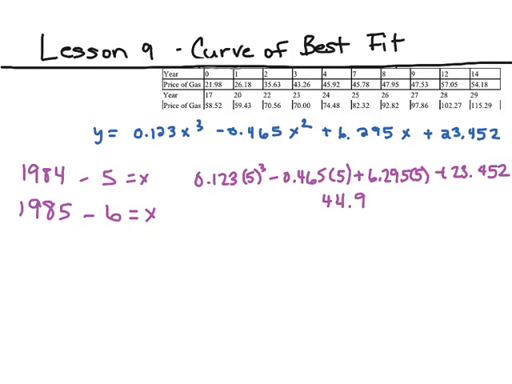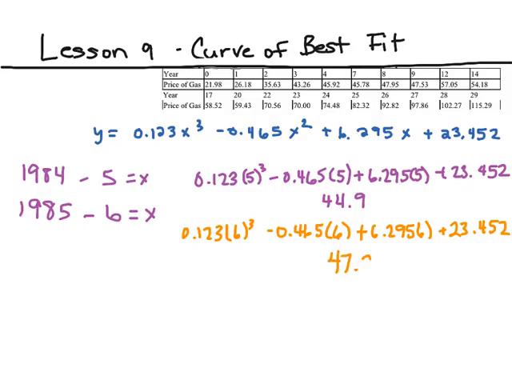Now we're going to do the same thing with 6. So instead of writing an x, we're going to write a 6. So plus 6.295 times 6 plus 23.452. And when you type the entire thing into your calculator, you get 47.2. So that would be the price of gas in each of those years.